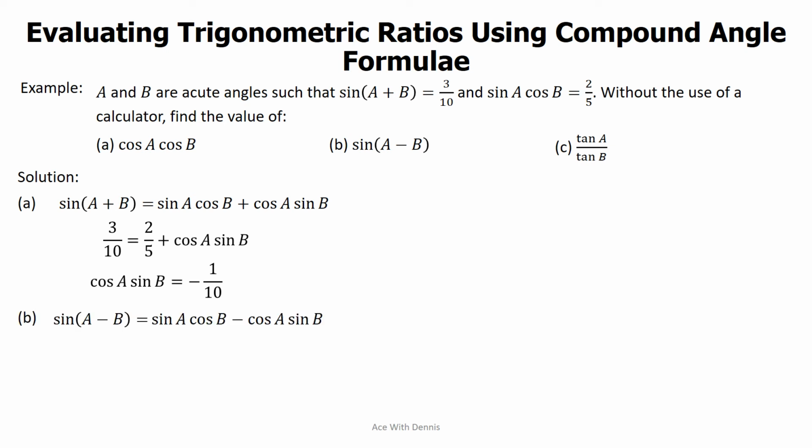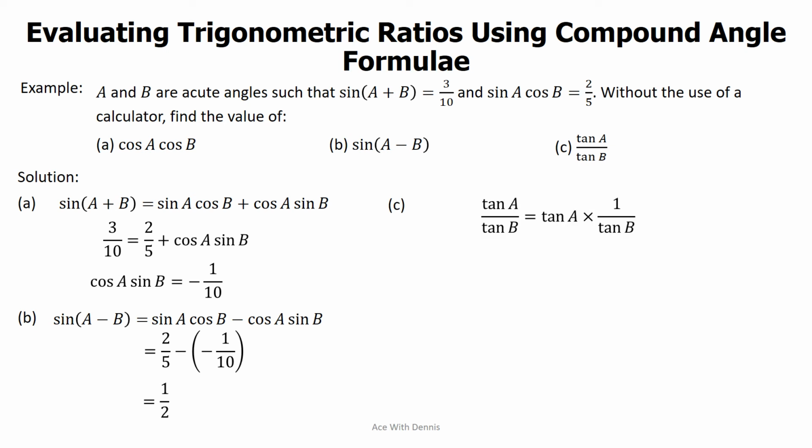For (b), sine(A minus B), apply the formula, it becomes sine A cosine B minus cosine A sine B. Now we just plug in the values. Sine A cosine B, we know that the value is 2 over 5. Cosine A sine B, from solution (a), we know that the value is negative 1 over 10. So the answer is 1 over 2.